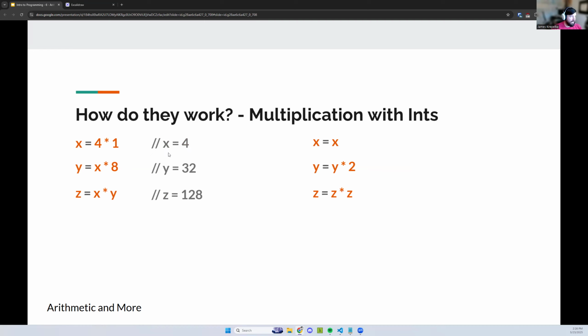X equals X. X is always going to equal X. So whatever X was gets to be placed in X. Now y times 2. Okay, so 32 times 2 is going to be 64, and 64 is going to get stored in y. Oh my God. Okay, so z times z. So 128 times 128, which is 16,384. And that just puts z inside of, whatever. It takes this, it does the math 128 times 128, and it stores the result into z.